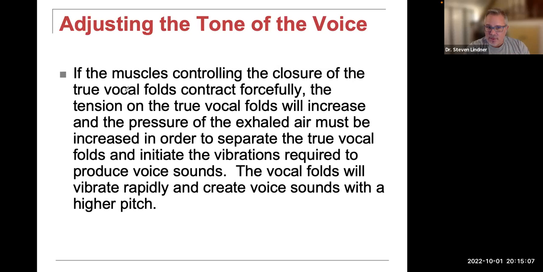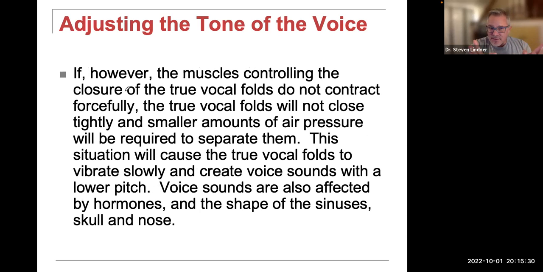If the muscles controlling the closure of the true vocal folds contract forcefully, the tension on the true vocal folds increases, and the pressure of the exhaled air must be increased in order to separate the true vocal folds and initiate the vibration required to produce the sound. And the vocal folds will vibrate rapidly and create the voice sound with a much higher pitch. If, however, the muscles controlling the closure of the true vocal folds do not contract forcefully, the true vocal folds will not close tightly, and the small amount of air pressure will begin to separate them. This situation will cause the true vocal folds to vibrate slowly and create a voice sound with a lower pitch.